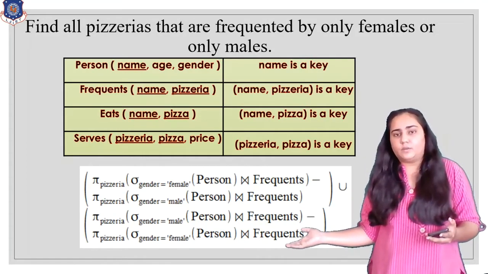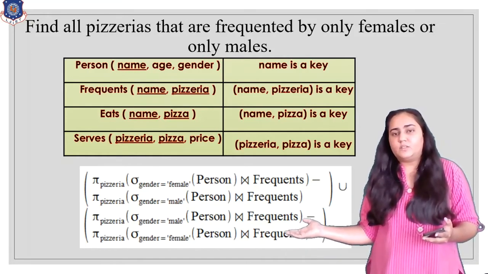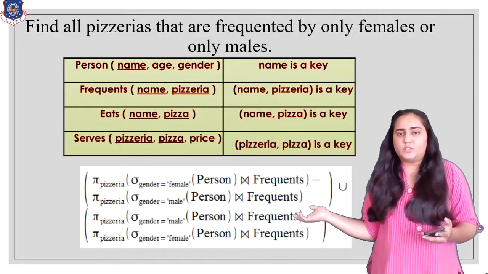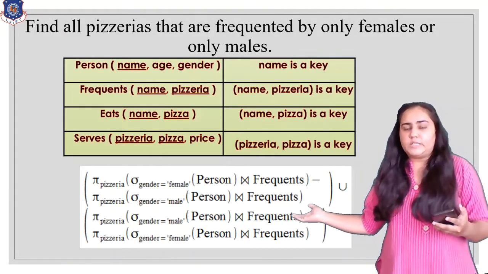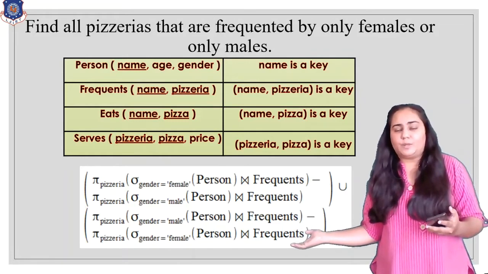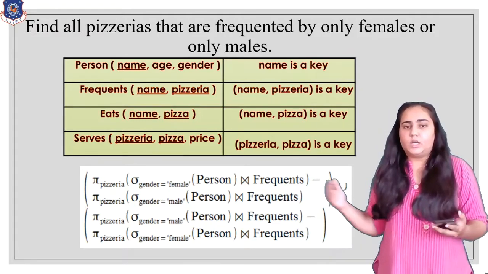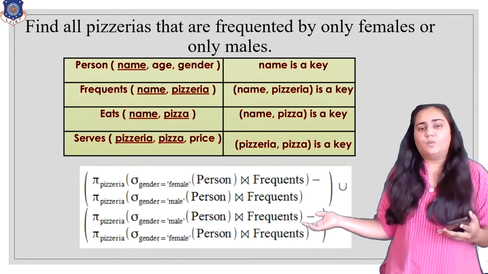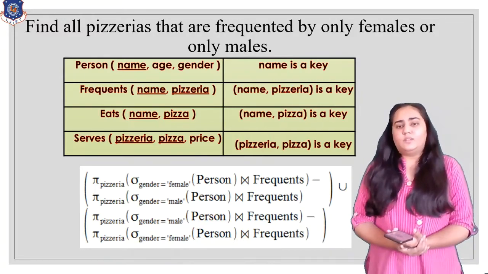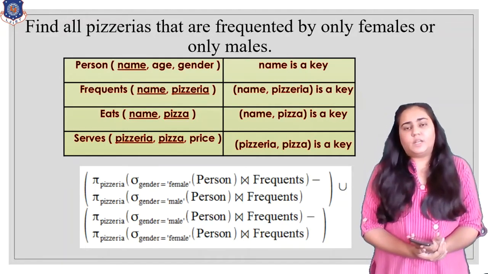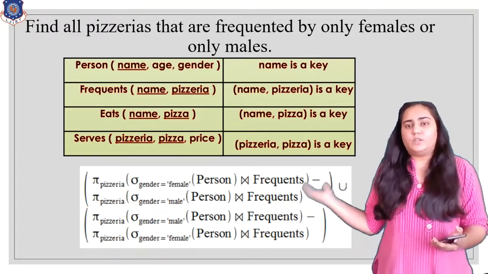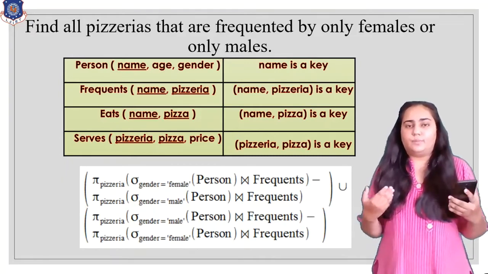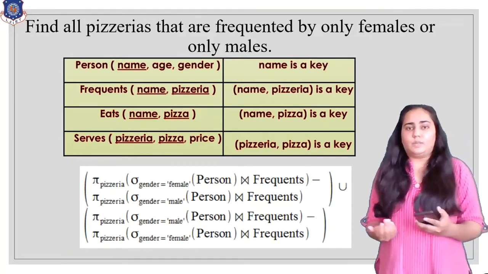Now the same two queries, I'm also repeating down here. When I'm repeating these two queries down here, I am once again writing the same thing, just interchanging. Here I'm writing male, and in the second one I'm writing female. So what this gives me are all the pizzerias where only males are going. And once I've fetched that, the only thing that I need to do now is to take a union between the two. With a union between the two, I will get pizzerias where only females or only males are going.